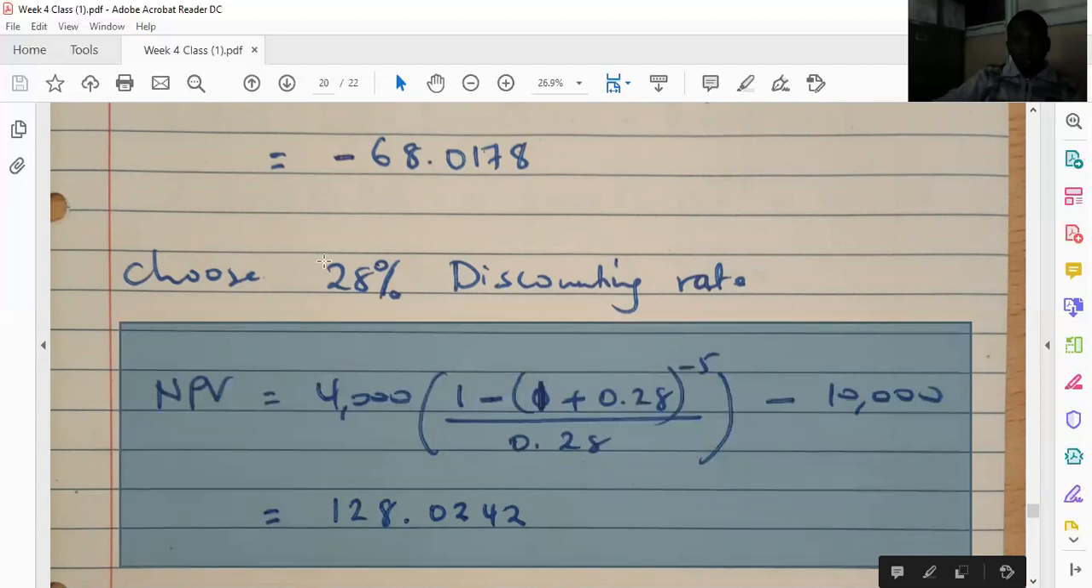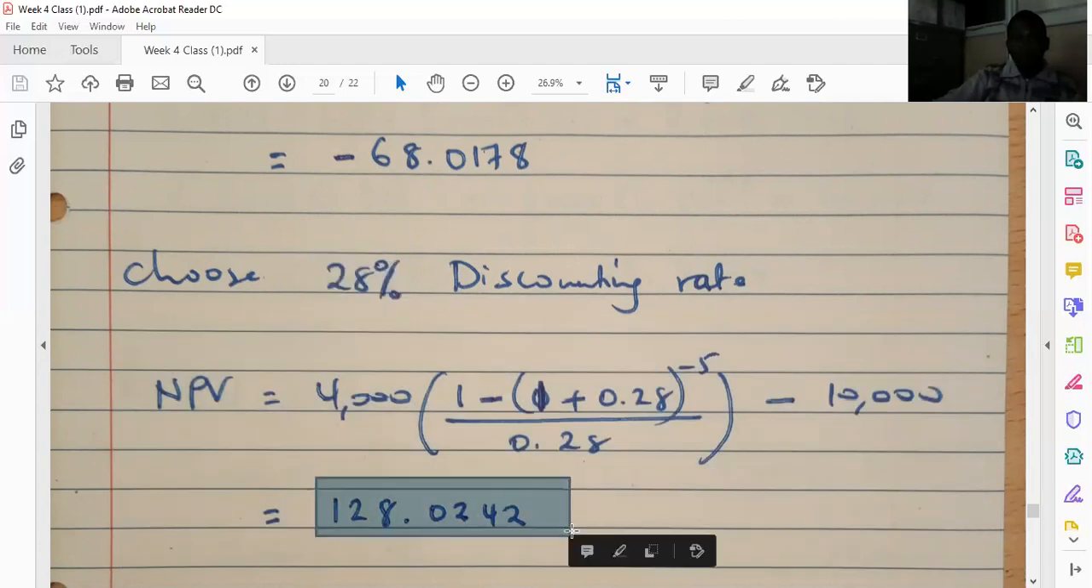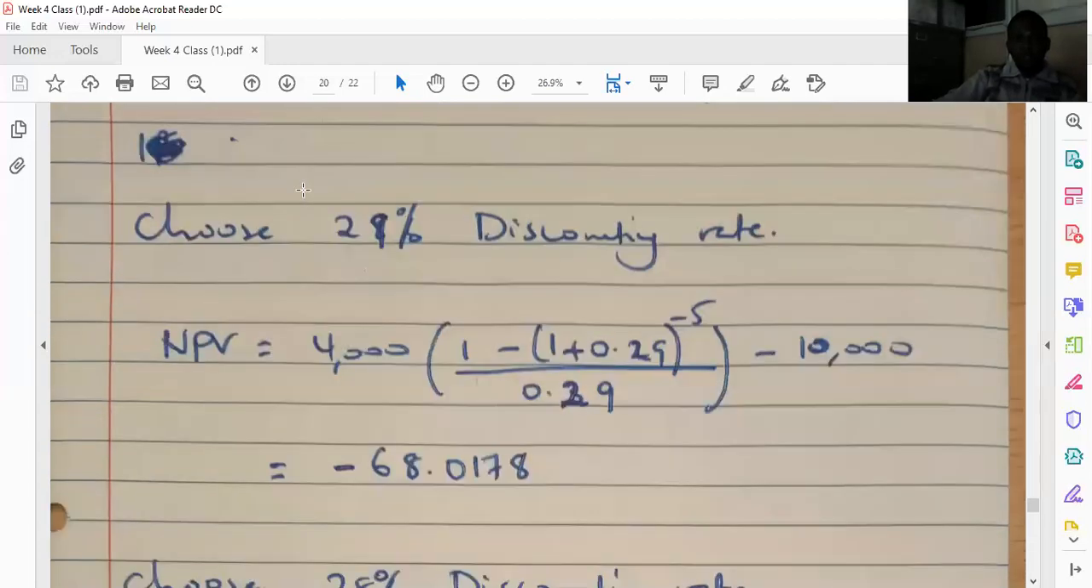So we choose the rate of 28%, which gives us an NPV of 128, and we choose the rate of 29%, which gives us an NPV of -68.0178.